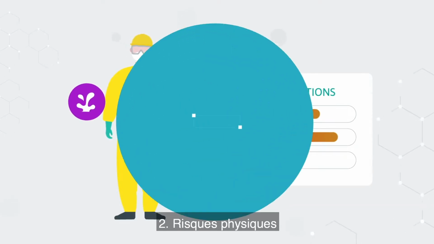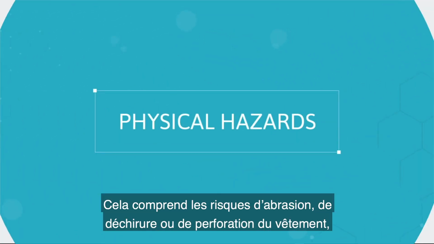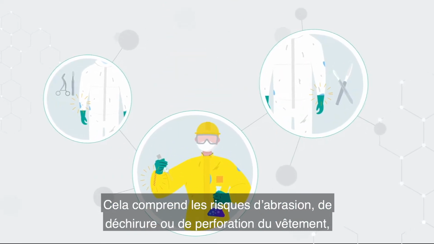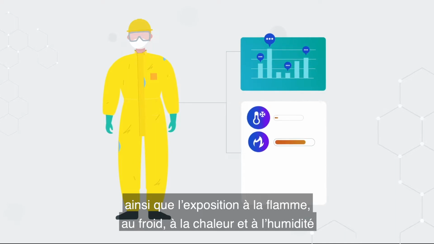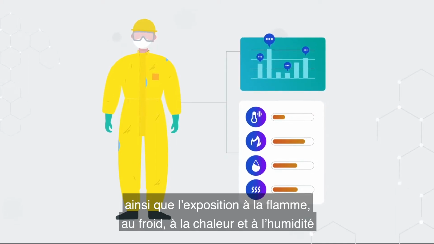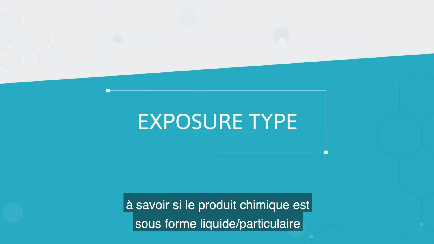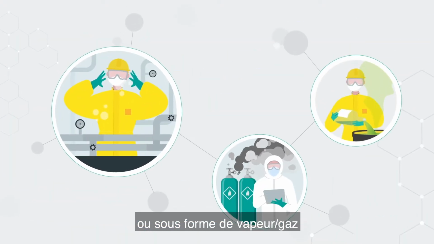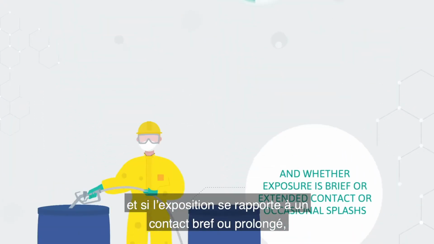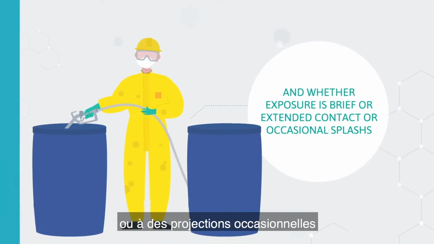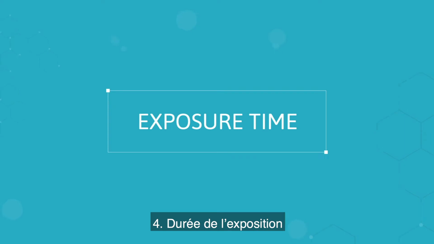substances. 2. Physical hazards, including the likelihood of abrasion, tear or puncture to clothing, along with exposure to fire, cold, heat and humidity. 3. Exposure type. Whether the chemical is in liquid, particulate or vapour gaseous form, and whether exposure is brief or extended contact or occasional splash. 4. Exposure time.